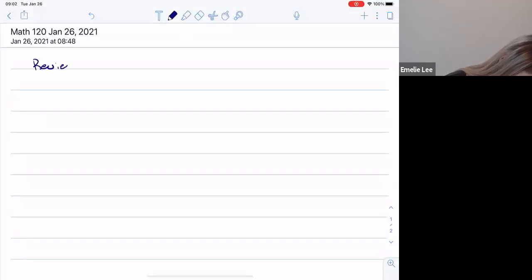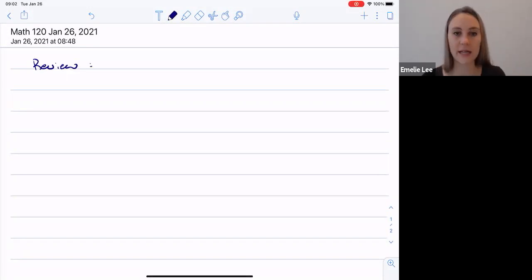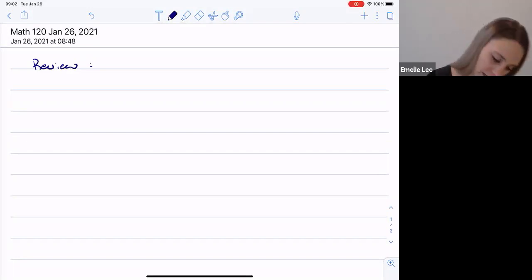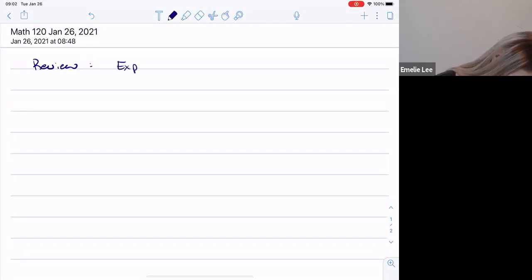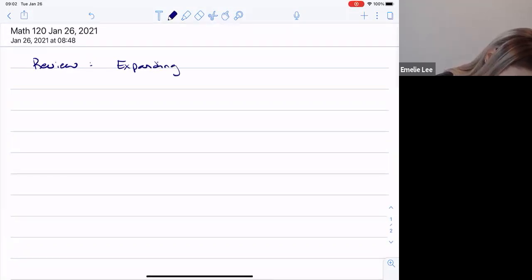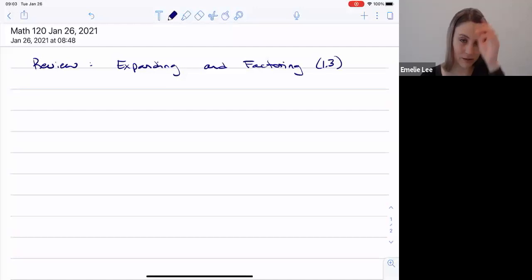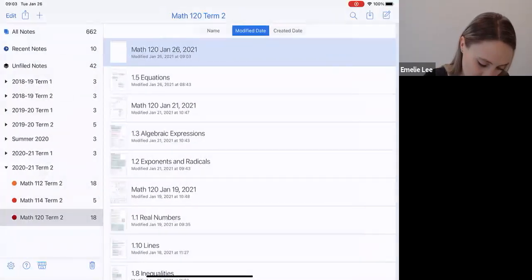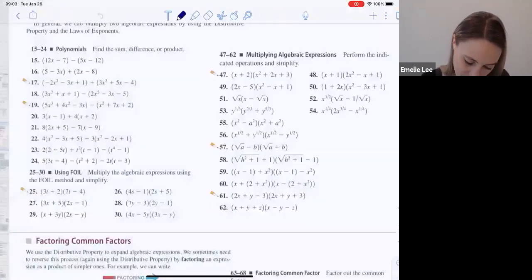Just as a little bit of review, we kind of ended off talking more about expanding and factoring. Expanding and factoring. So that's section 1.3. I want to do just a couple of examples before we get going from 1.3.